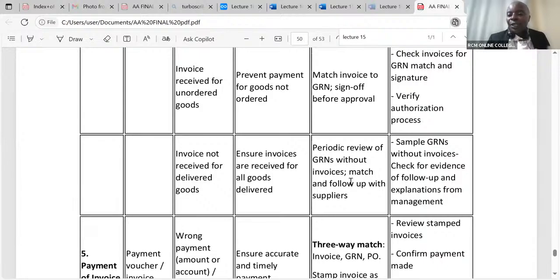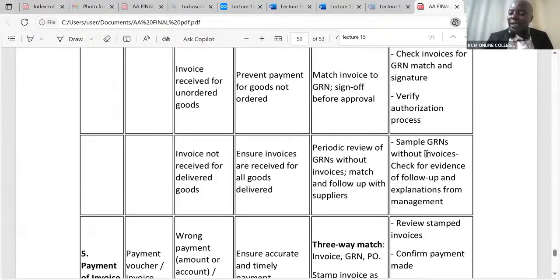Then what control activities do we have? Periodic review of goods received notes without invoices. Match and follow up with suppliers. Do, in this case here, a supplier's circularization. Try to send suppliers statements to them. And then, of course, as an auditor, I will be able to sample.